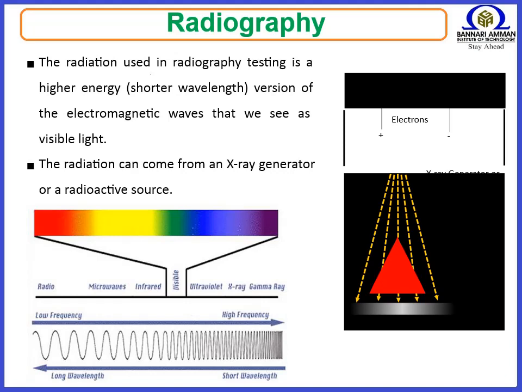For thinner or less dense materials such as aluminum, electrically generated X-radiation, X-rays, is commonly used, and for thicker or denser materials, gamma radiation is generally used. Gamma radiation is given off by decaying radioactive materials, with the two most commonly used sources of gamma radiation being iridium-192, Ir-192, and cobalt-60, Co-60.